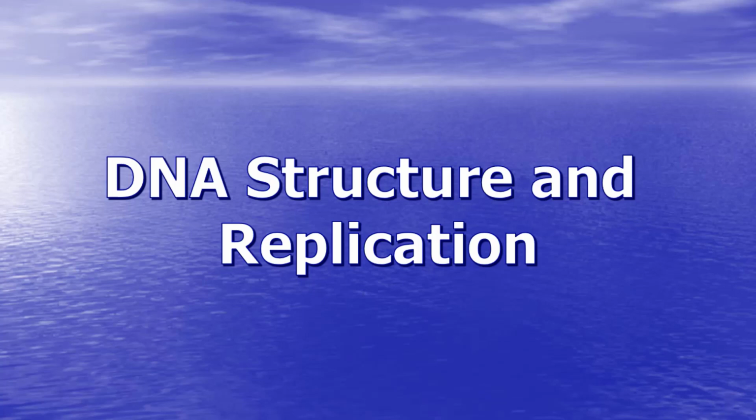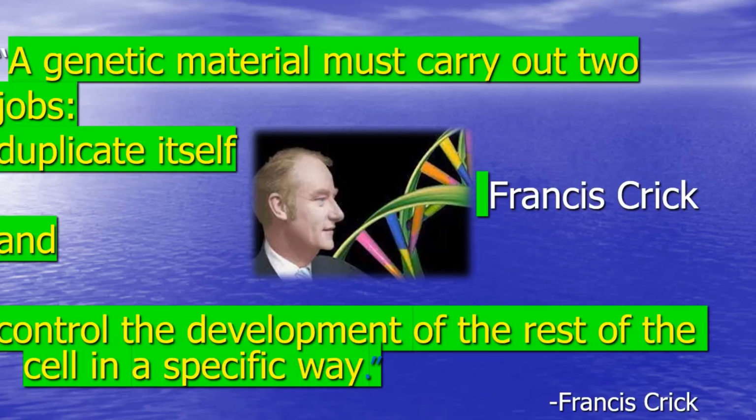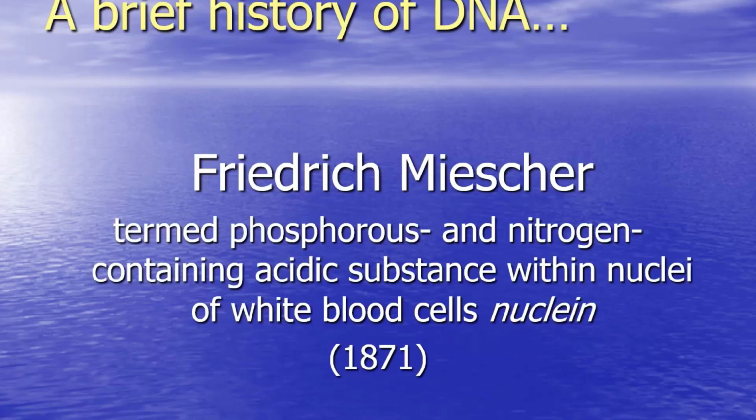DNA structure and replication. A genetic material must carry out two jobs: duplicate itself and control the development of the rest of the cell in a specific way. A brief history of DNA.